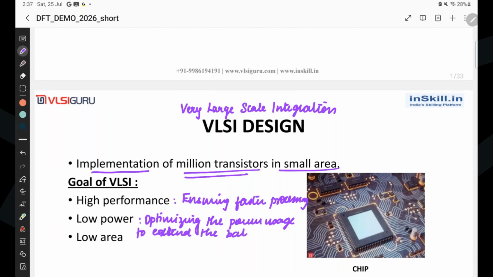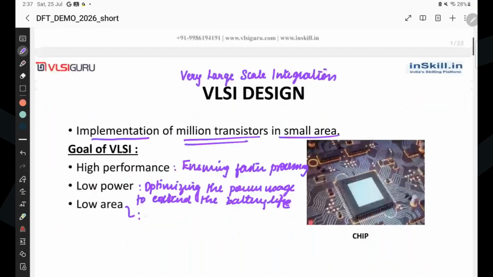Okay. And then low area. So reducing the chip size to achieve compact products.